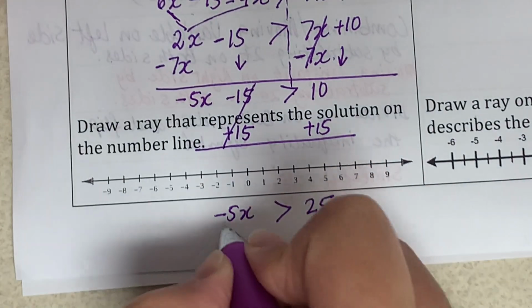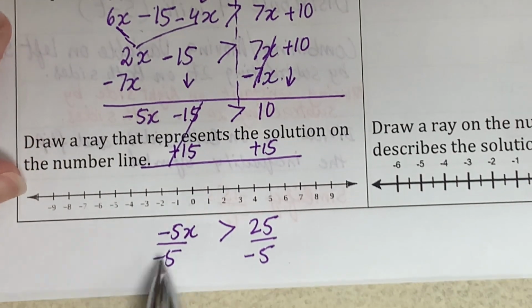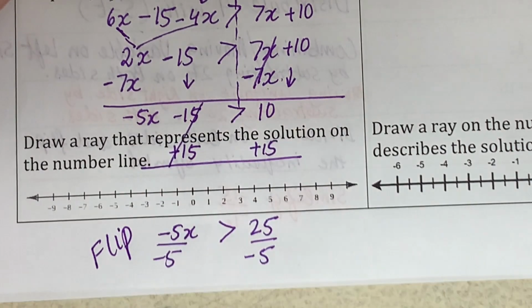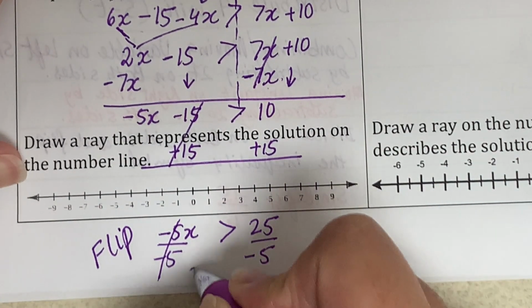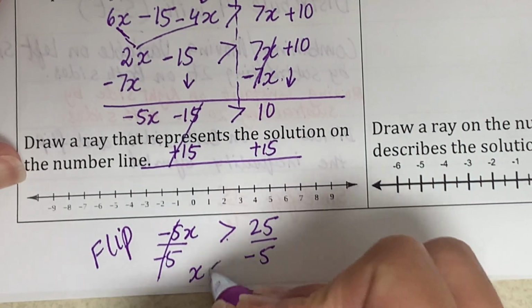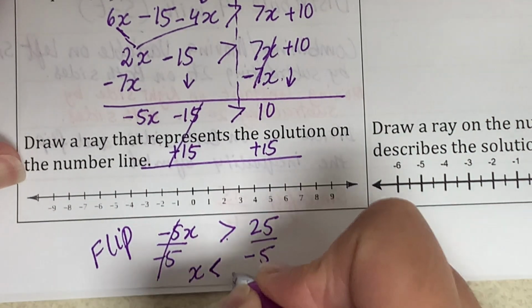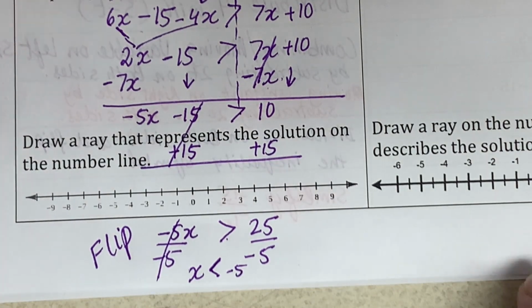The next step, divide by -5. All right, since I'm dividing the inequality by a negative, I'm going to make a note: flip. So I don't forget to flip my inequality. -5 cancels -5, it's a 1. And x, before it was greater, so flipping makes it less than. Then simplify this side, 25 divided by -5 is -5. So x is less than -5.